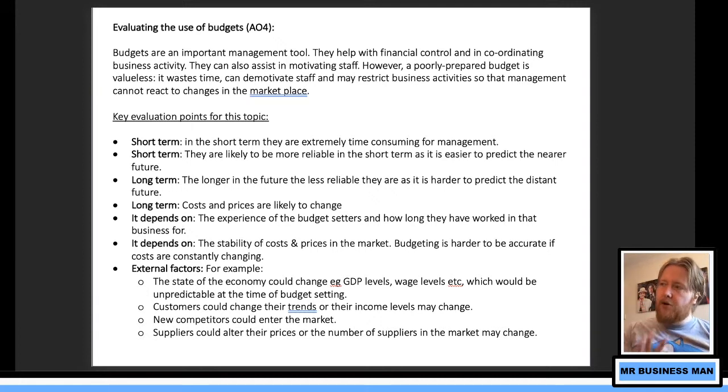All right, so key evaluation points. Now, I know that people struggle with AO4, but we've got to keep remembering significance. Why is it so important to us? And now, short term versus long term. If you know that you struggle with AO4, use some short term versus long term.